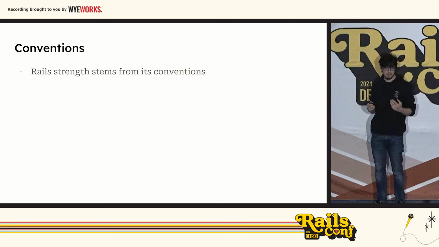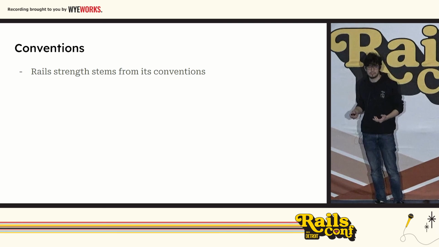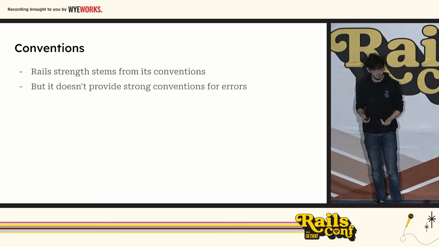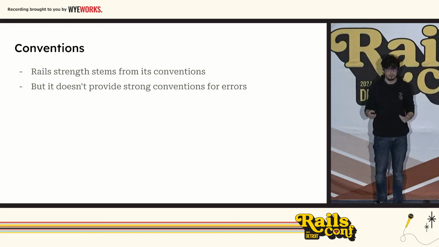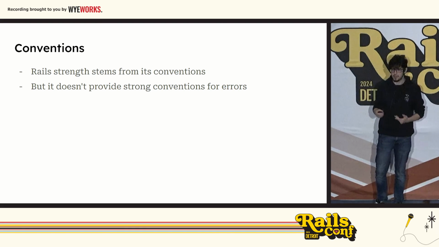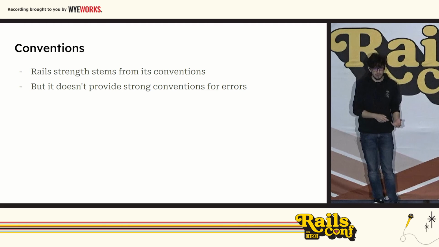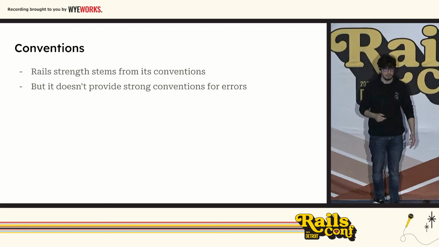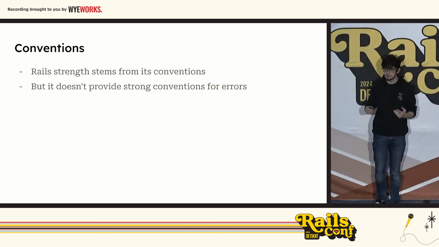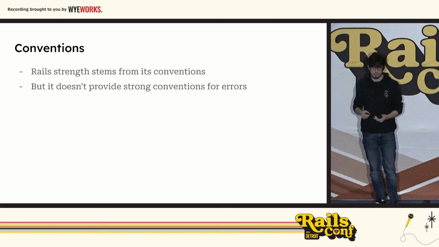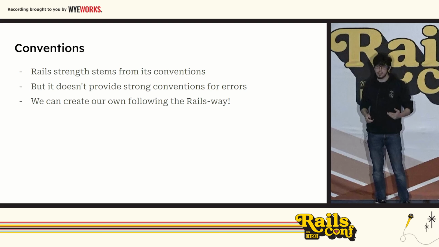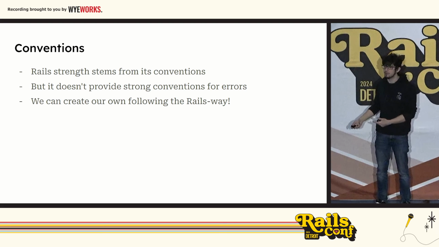The thing is that Rails' strengths stem from convention, right? This is what we actually love about Rails. But the sad part is Rails doesn't provide strong conventions for errors. Besides the one that we have for Active Record, like if you raise a record not found, it's going to return a 404. Besides those, Rails doesn't have a lot of strong conventions for errors. But we can always create our own conventions following the Rails way.